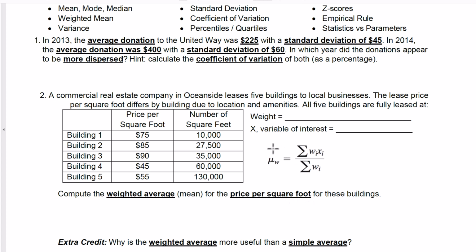Now, here's our formula for the weighted calculation. You can see that in the numerator, we're going to sum up the weights times the x values, and then we're going to divide by the sum of the weights.